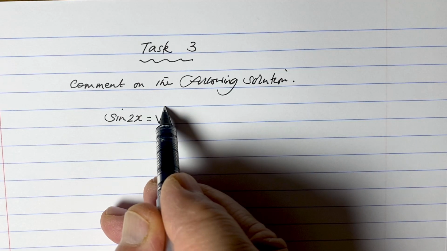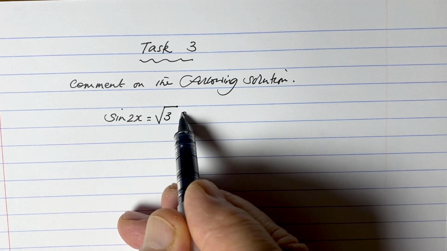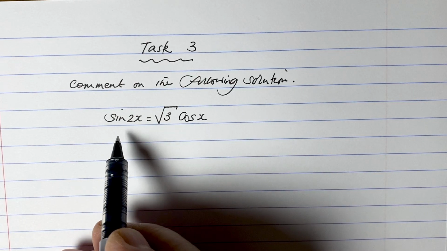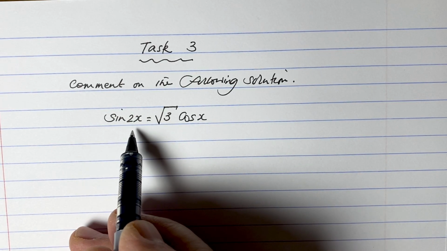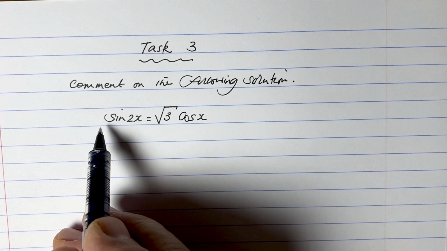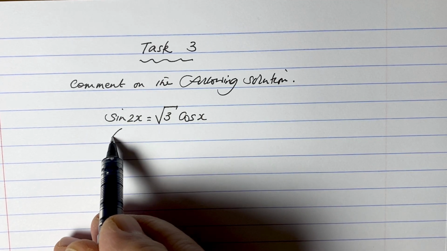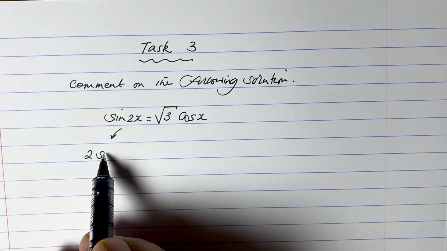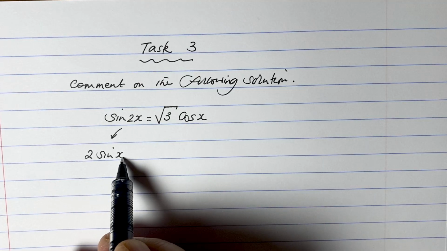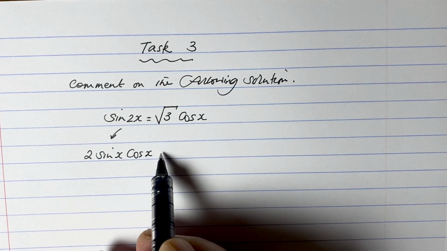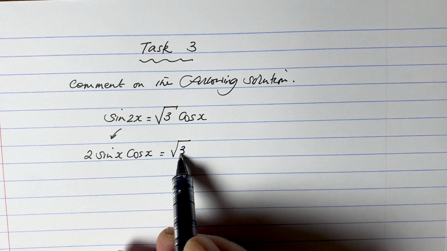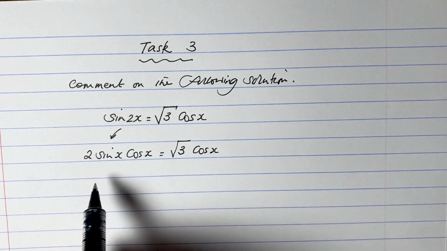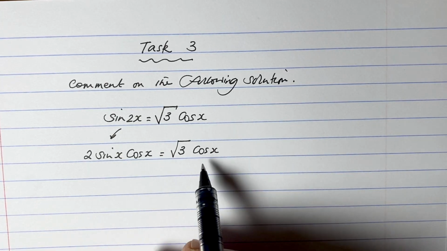They've given you sine of 2x equals root 3 cos of x. Sine of 2x, we do that in A level. Sine of 2 lots of x is 2 sine x cos x, so that can be written as 2 lots of sine of single x cos of single x. And this is what's been written already as their answer. Nothing wrong with that. They have now gone and cancelled the cos of x from both sides.